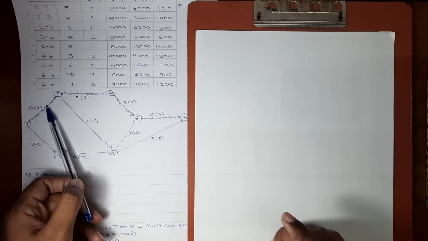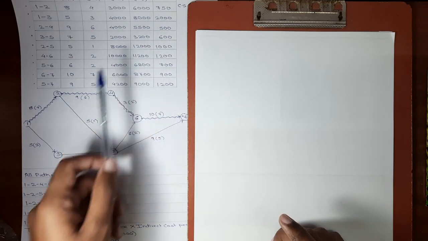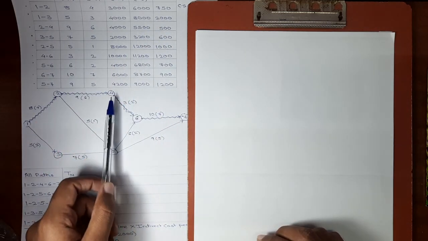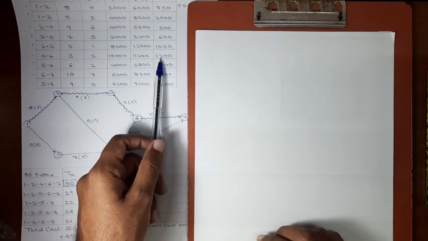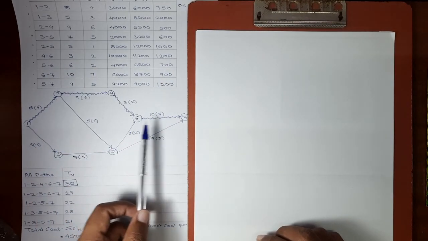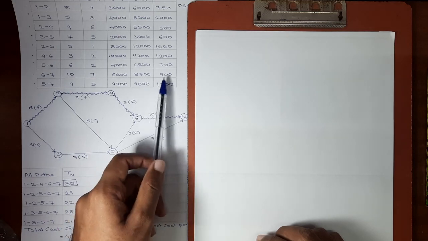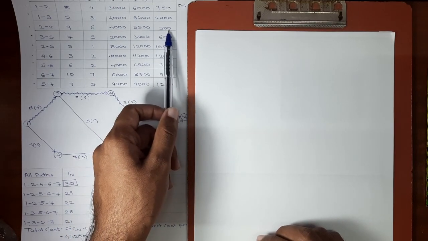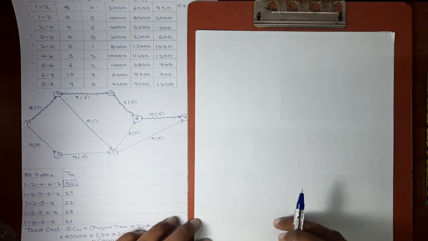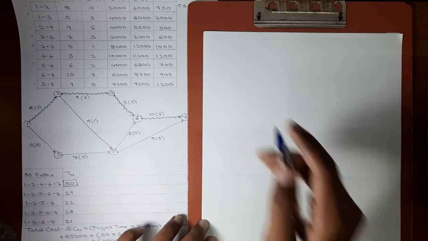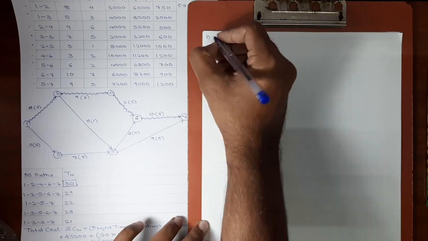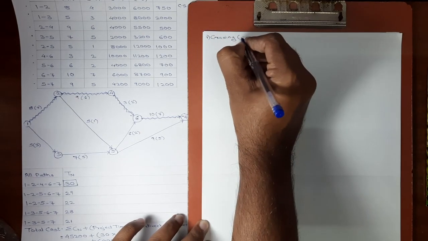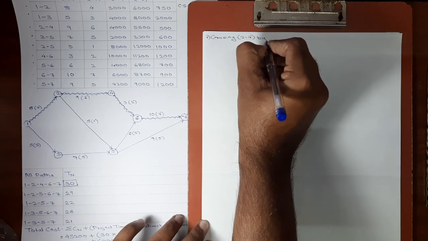Activity 1-2 has cost slope of 750. Activity 2-4 is having cost slope of 500. Activity 4-6 is having cost slope of 1,200. Activity 6-7 is having cost slope of 900. So the minimum cost slope is 500, which is of activity 2-4. So our first step of crashing will be crashing activity 2-4 by 1 day.